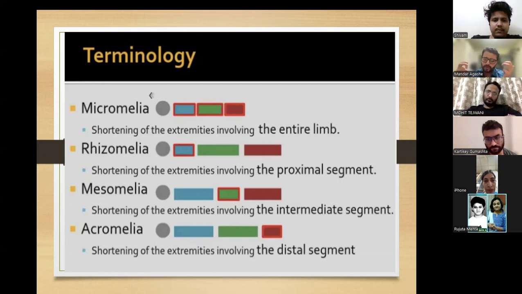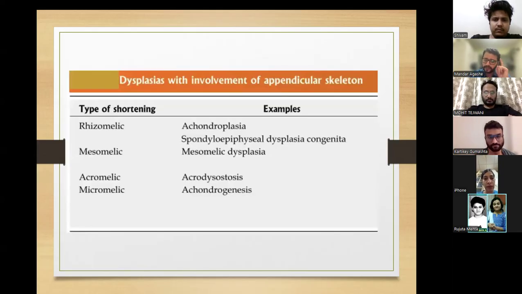So rhizo, meso, and acro are the three common types. The commonest types of rhizomelic dwarfism are achondroplasia and SED. So the two common types of skeletal dysplasias are typically rhizomelic. Mesomelic is quite rare: mesomelic dysplasia and hypochondroplasia. And last is acromelic, where the typical thing is acrodysostosis, or what we commonly see is Streeter's dysplasia, where there is acromelic shortening, right? And auto amputations, right? So this is how you devise.